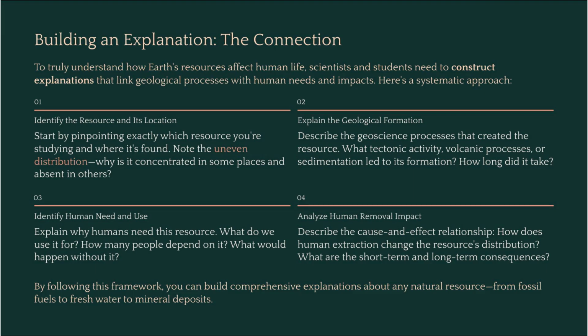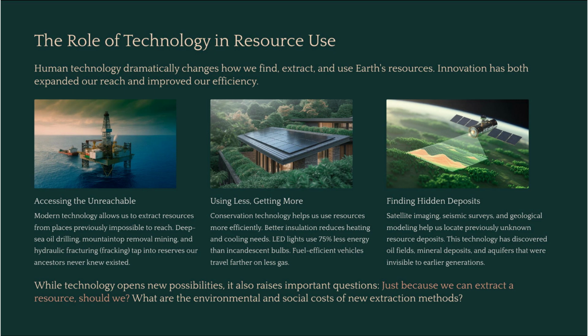To think like a scientist on this topic, you have to connect the dots. Start with the geologic process, like ancient plate tectonics forming a vein of copper. That copper's location causes the uneven distribution. Then, connect that to the human reliance. Modern life needs copper for electronics. Finally, explain the cause and effect of human removal, which is the permanent change in that copper's concentration and distribution in the geosphere. Technology is a double-edged sword when it comes to resources.